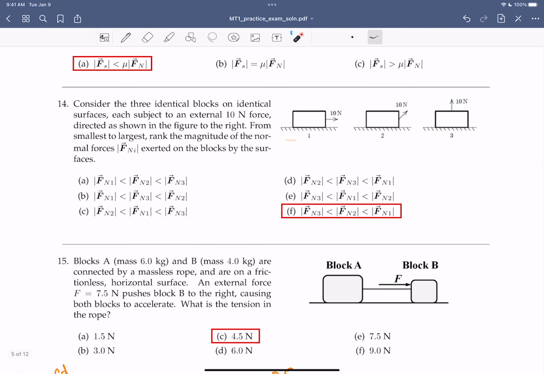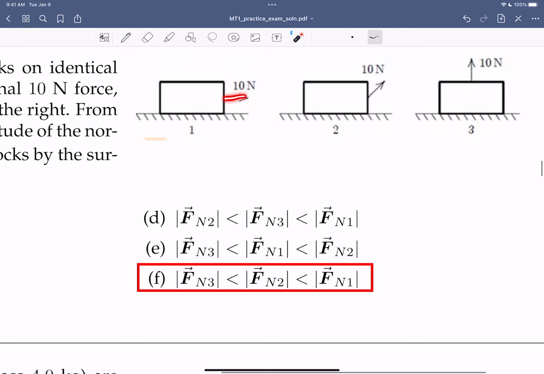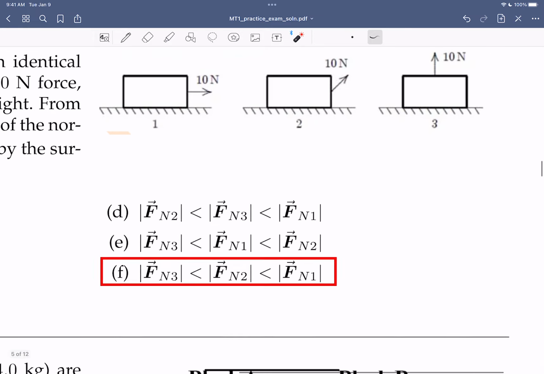Consider the 3 identical blocks on identical surfaces, each subject to an external 10 Newton force directed as shown in the figure to the right. From smallest to largest, rank the magnitude of the normal forces exerted on the blocks by the surfaces. So I want to think about these forces here as maybe some tension forces, like some pulling up or to the right, right?